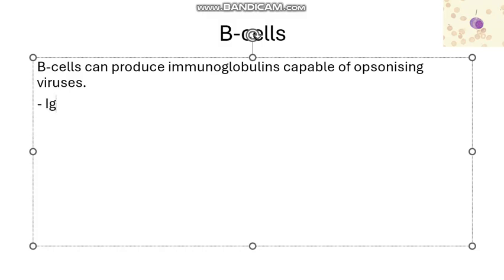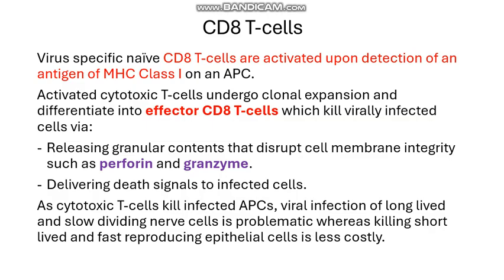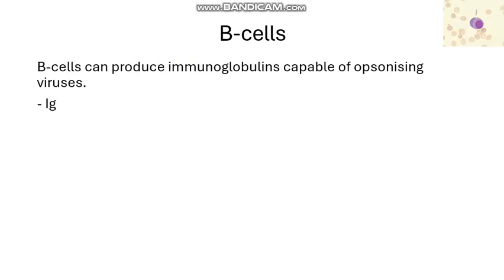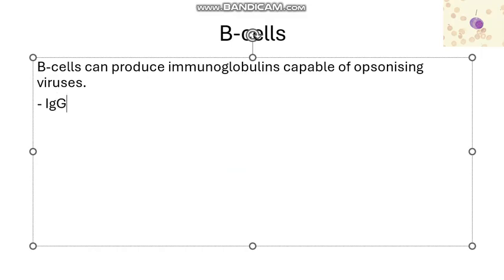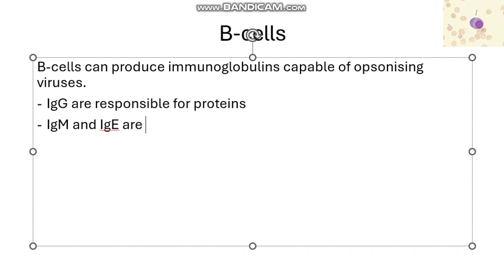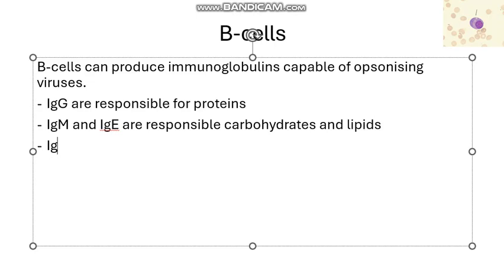Recall that immunoglobulin G molecules are going to be responsible for proteins, and then IgM and IgE are responsible for carbohydrates, then lipids, and then we could also have immunoglobulin E production to be integrated into mast cells.